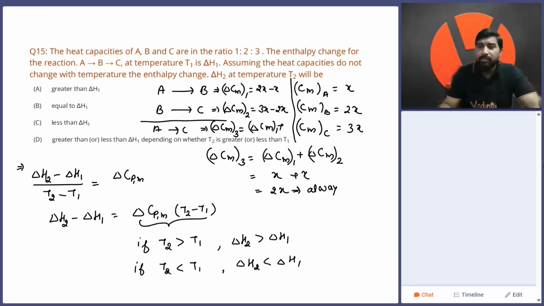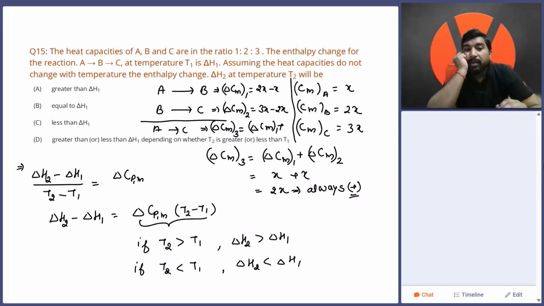Molar heat capacity of a substance is always positive. So from here we can say del H2 is greater or less than del H1 depending on T2 or T1. Basically del H1 and del H2 will depend on the temperature. If T2 is greater, then del H2 is greater.